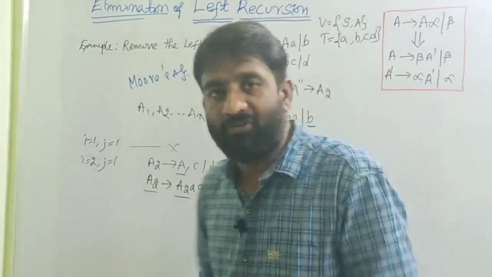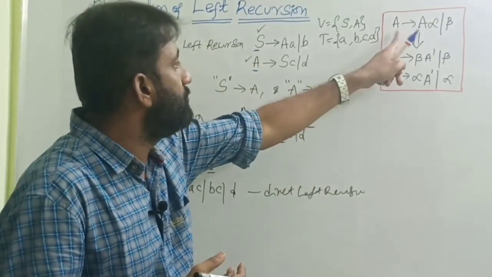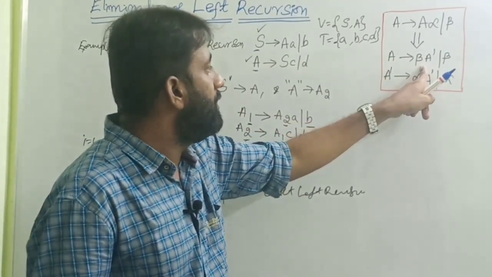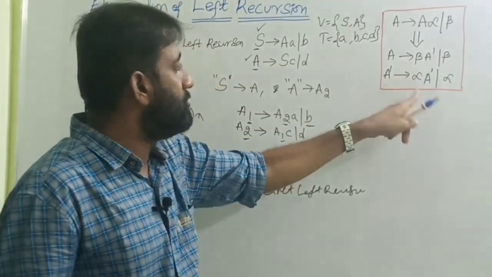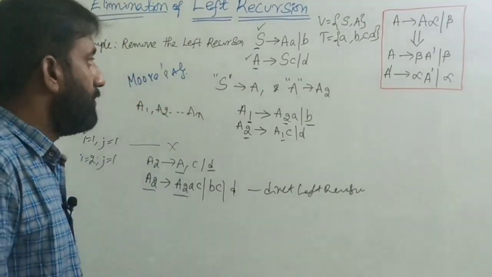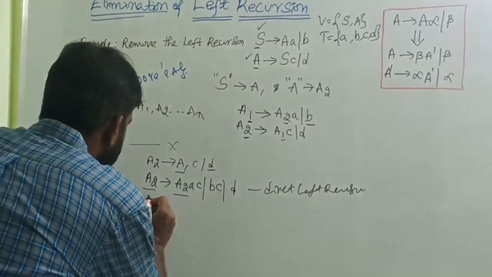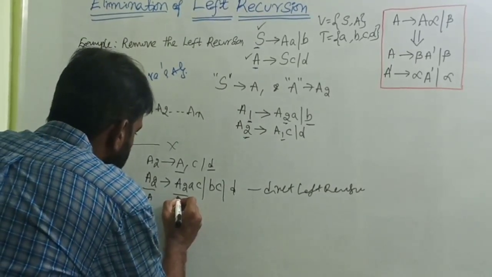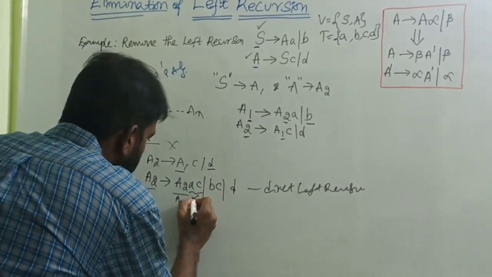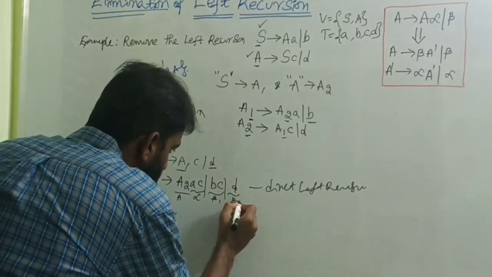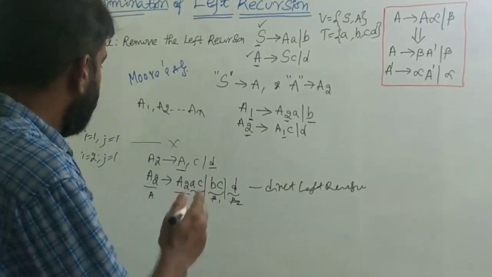Now you apply this formula. We have a ready-made formula. A tends to A alpha slash beta can be converted into A tends to beta A dash, A dash tends to alpha A dash slash alpha. So now identify what is this one. It is the A, it is the alpha, it is the beta 1 and it is the beta 2. So how can we write it?